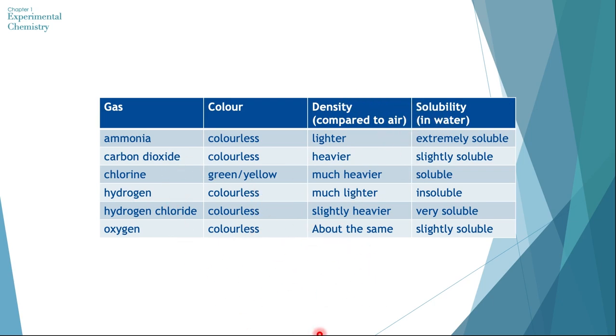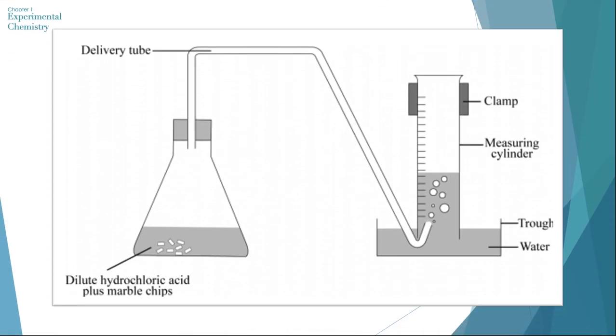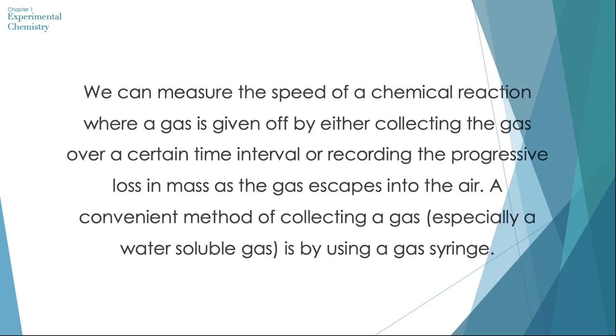So we are going to move ahead to how we can measure the speed of a chemical reaction. We can measure the speed of a chemical reaction where a gas is given off by either collecting the gas over a certain time interval or recording the progressive loss in mass as the gas escapes into the air. Okay, so the speed of a chemical reaction is how fast or how slow the chemical reaction is taking place.